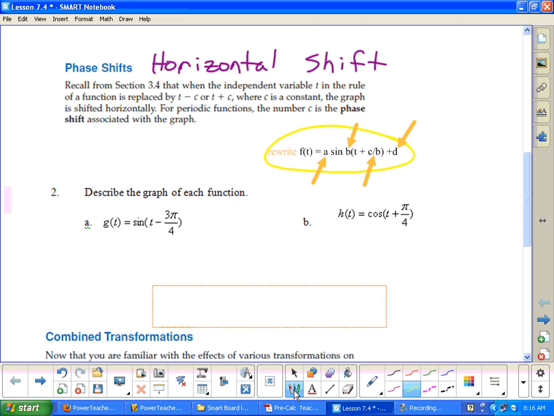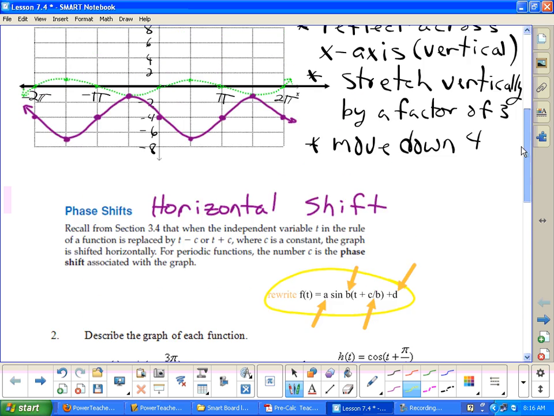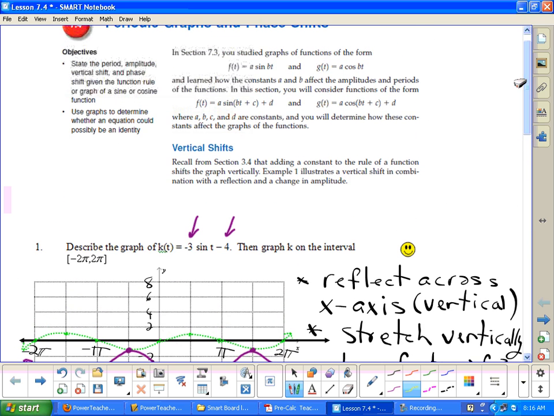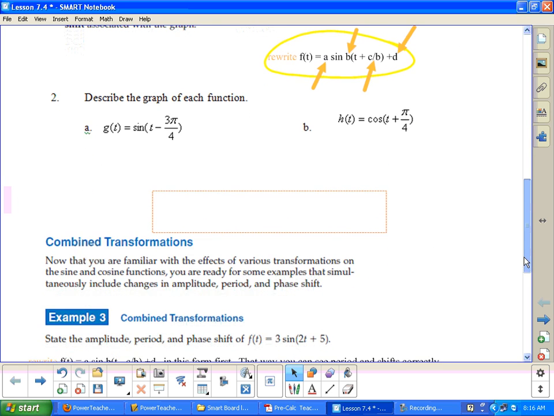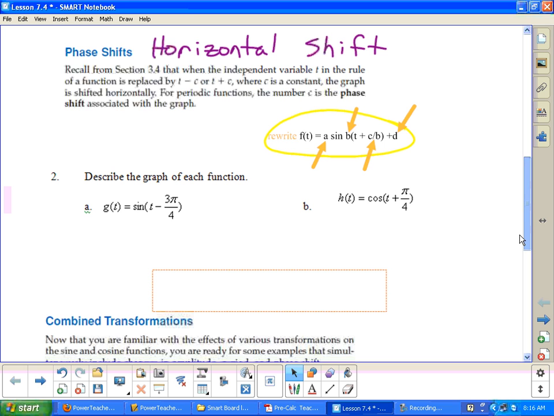We're not going to leave it in this form here. We're going to factor the b out, so it helps us to see what the horizontal shift is. Now in these two examples, it's already there. There is no value of b, or I should say the value of b is 1.